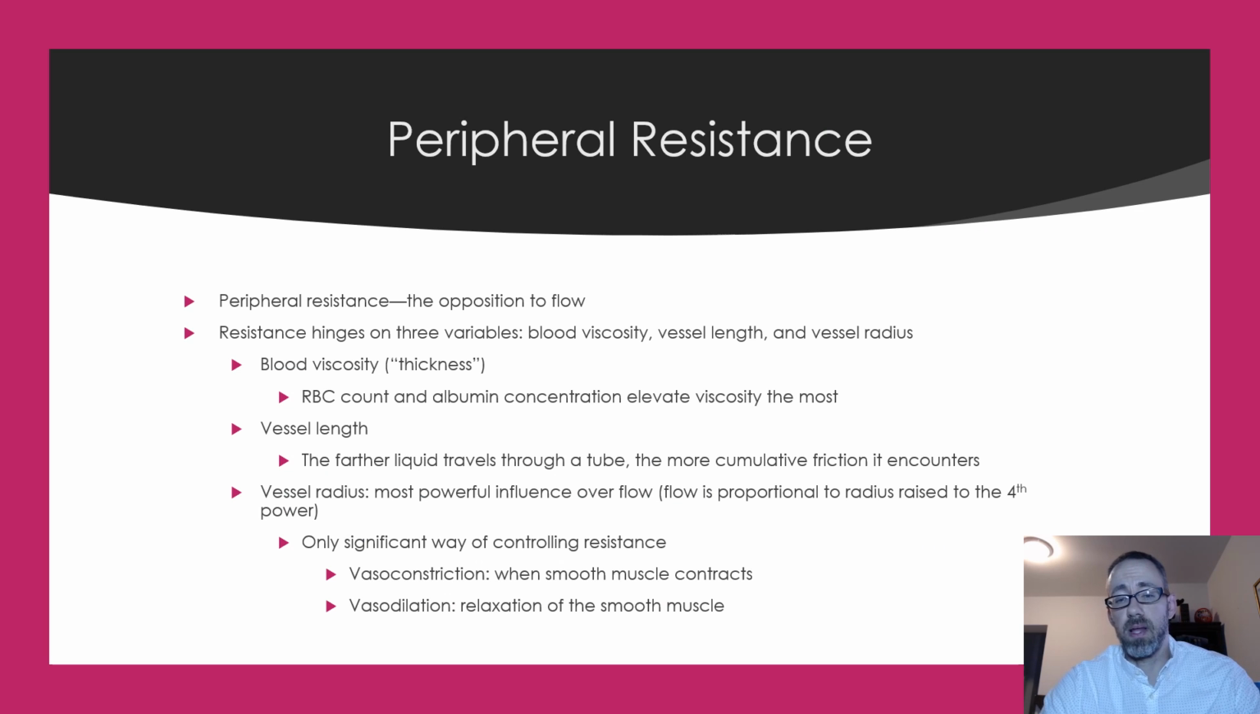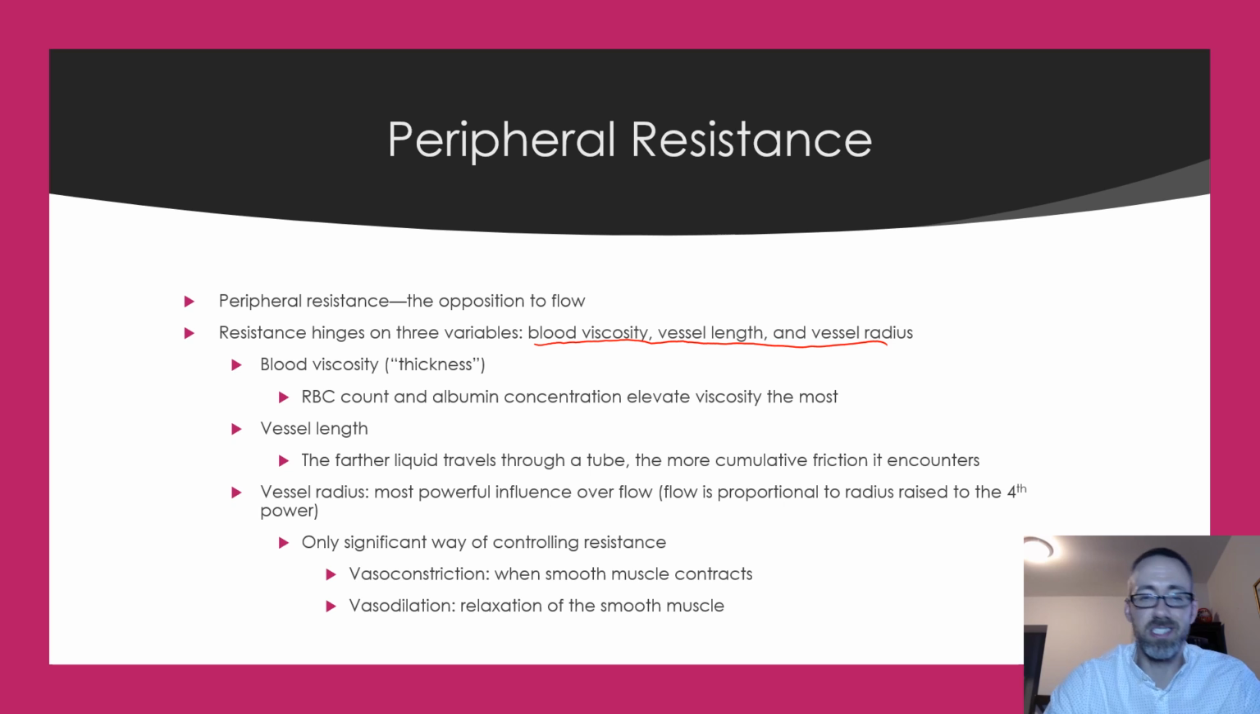Okay, so something that would actually affect blood flow is something called peripheral resistance. Resistance is the opposition to flow. And resistance has three main factors, which I've listed here: blood viscosity, vessel length, and vessel radius. If the blood becomes more viscous, the resistance goes up because it's harder for the heart to move blood. It becomes thicker, in other words. So it would go up with viscosity.